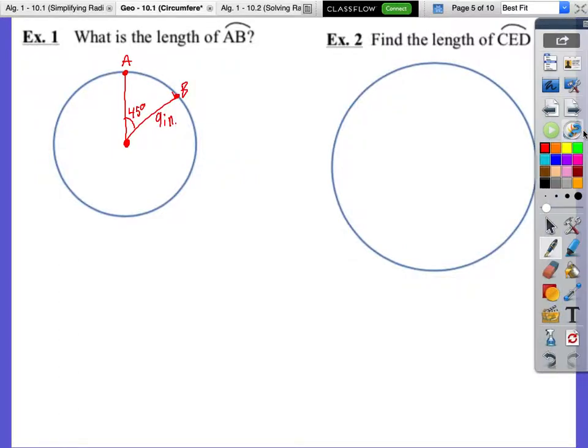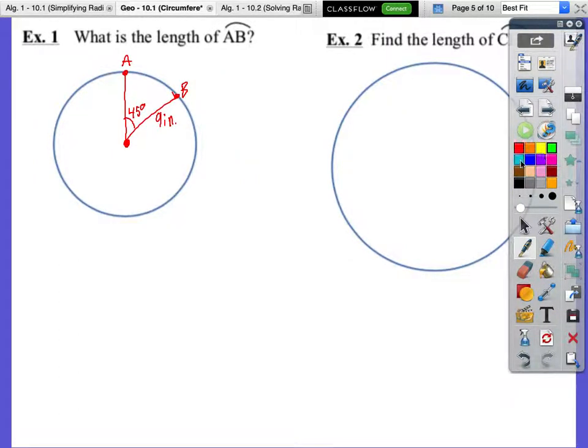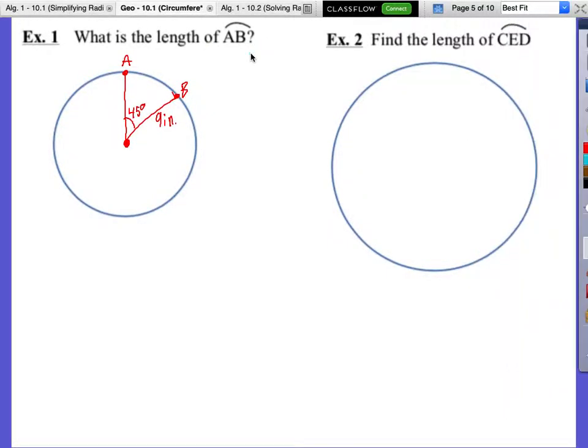So what are we asked to find on this one? Measure the AB. The length of AB, not the measure, the length of AB. Now we said arc length is equal to arc measure over 360 times 2 pi r. Let's think through this. If we need length, we need to find this part.